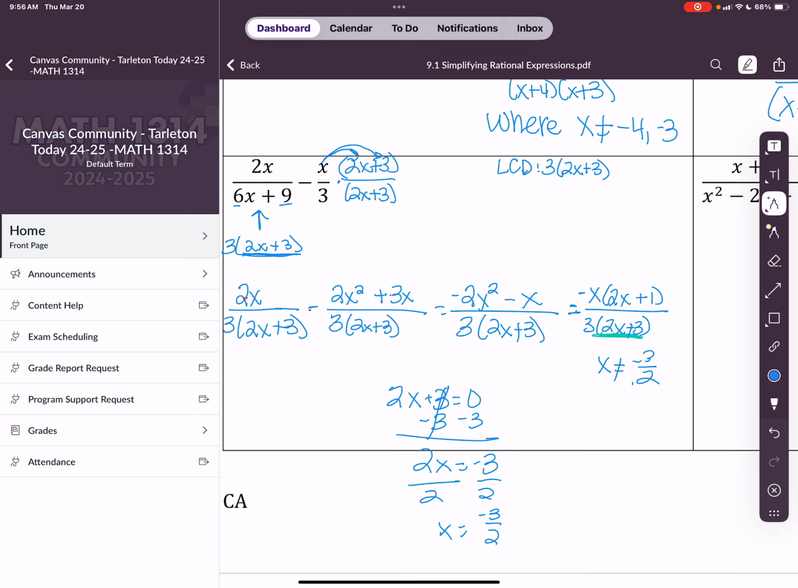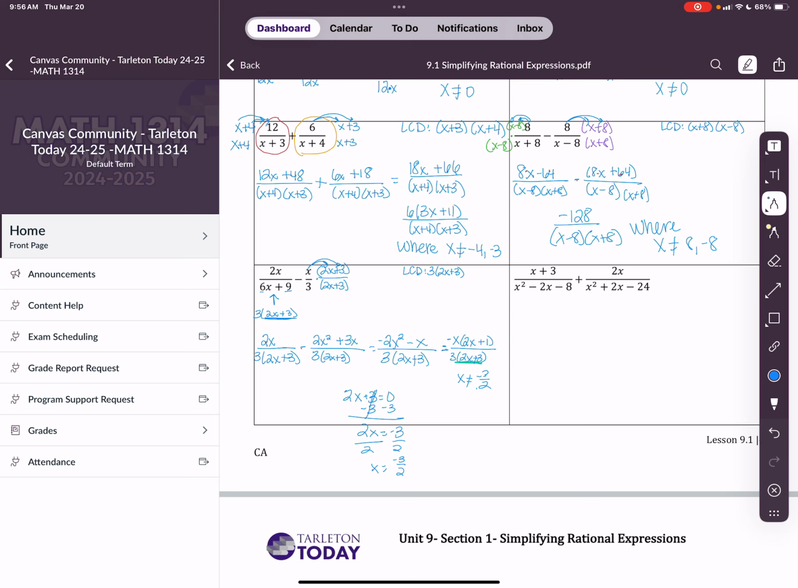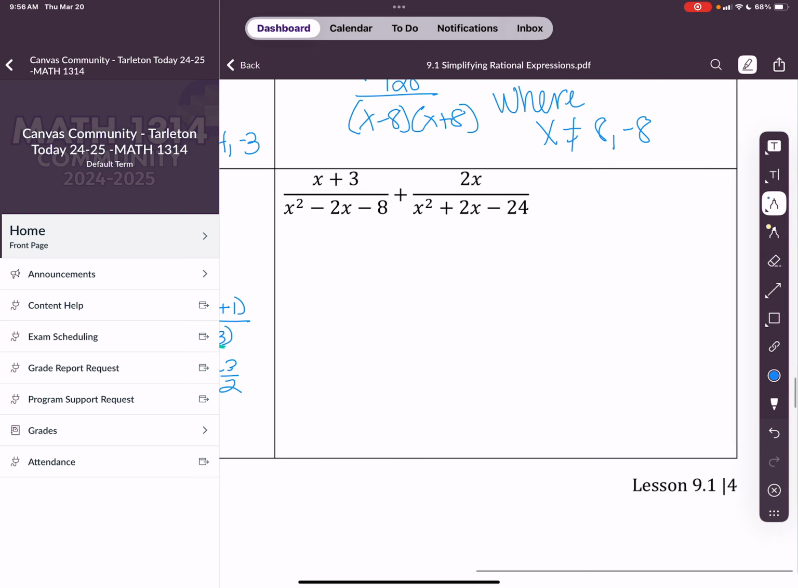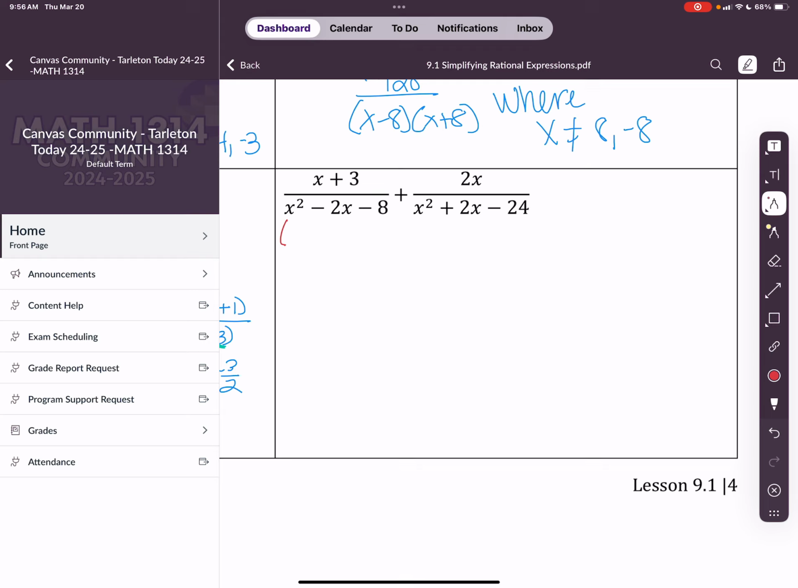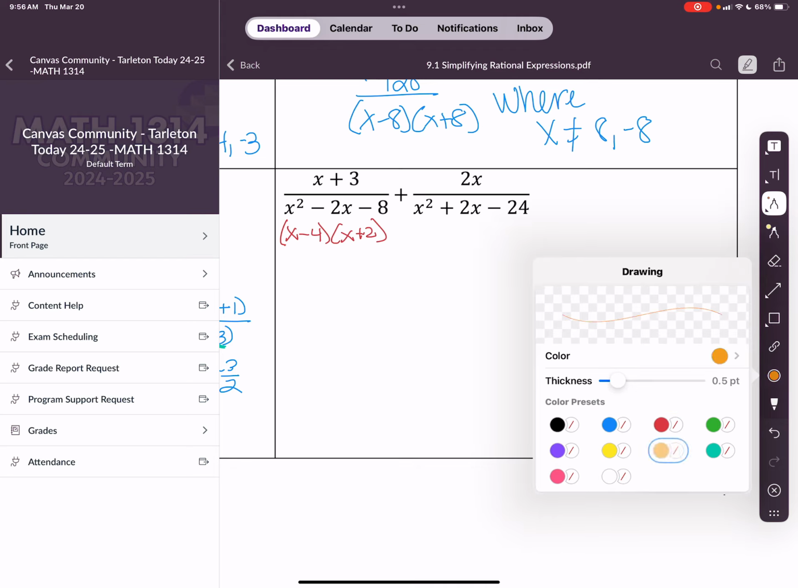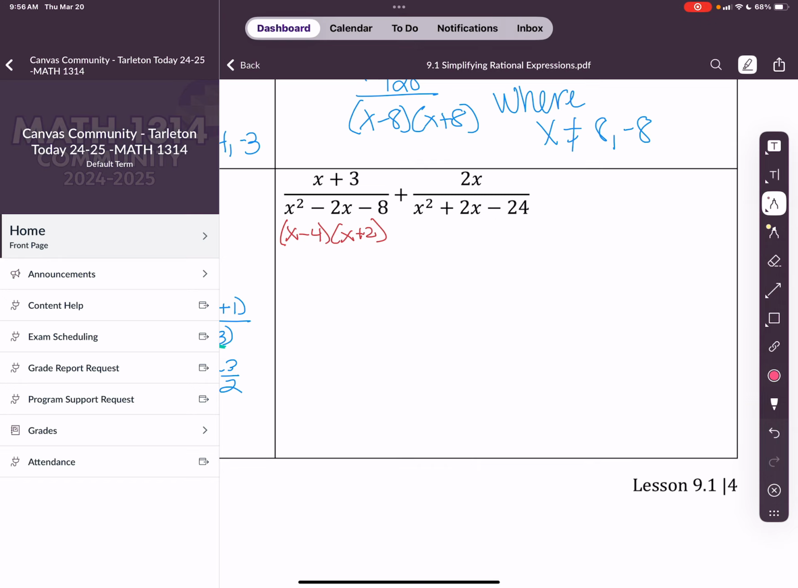All right, and the last one, there kind of is a little bit of writing. I will be honest with you, just a heads up. So on the last one, because the denominators are both trinomials, we need to go ahead and factor them. I'm going to do the first denominator in red. So x squared minus 2x minus 8 factors as x minus 4, x plus 2. And the factors of this other one, let's just use pink: x squared plus 2x minus 24 is x plus 6, x minus 4.